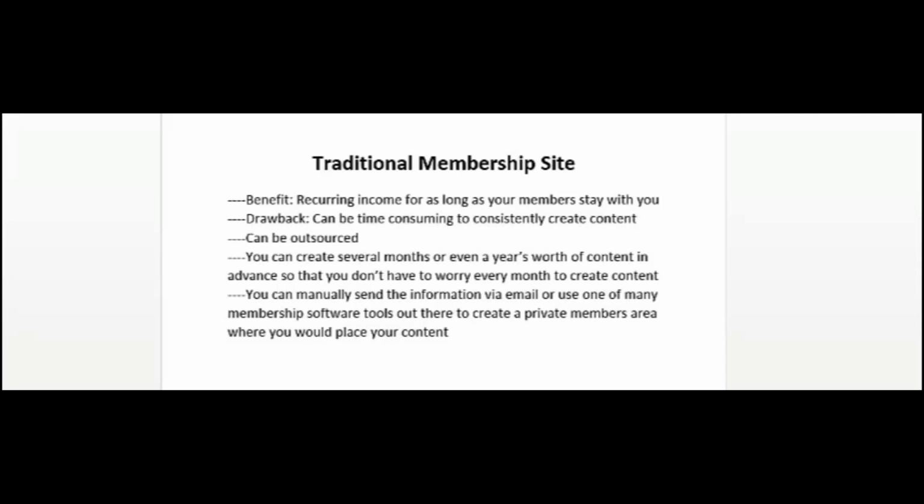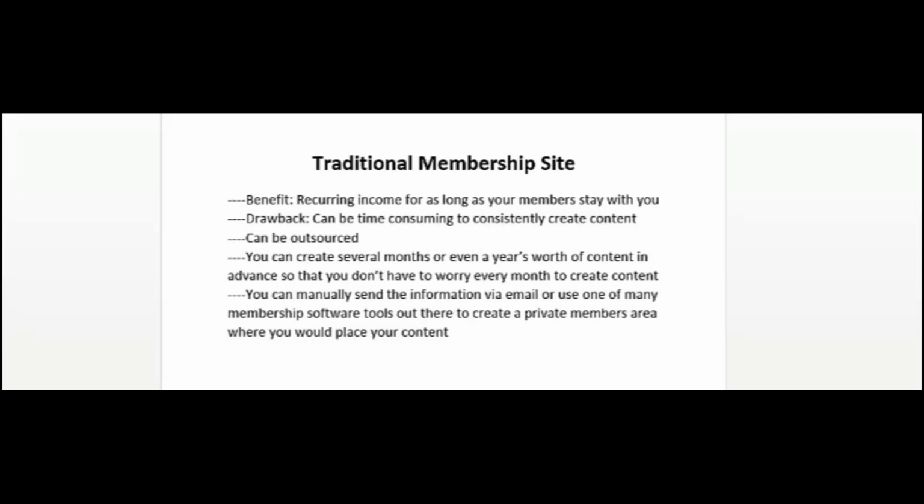A traditional membership site is one where people sign up to receive some type of content from you on a recurring basis. Basically, they get charged a subscription fee on a weekly, monthly, quarterly, or annual basis, or however you set up your membership site. And that's the beauty of traditional membership sites: you get recurring income for as long as your members stay with you.